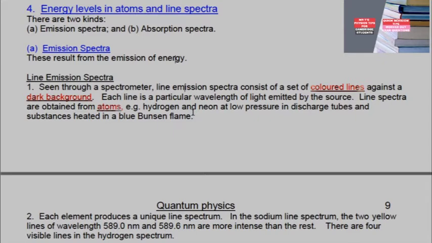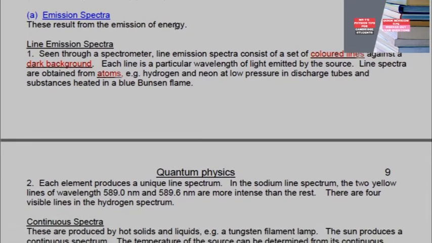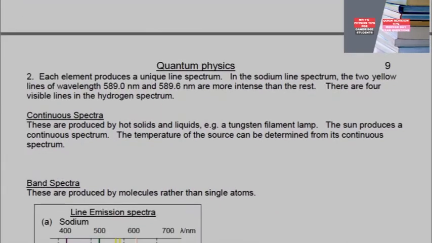To view this, we use what is called a spectrometer. Line spectra are obtained from atoms, e.g. hydrogen and neon at low pressure in discharge tubes, and substances heated in a blue Bunsen flame. Each element produces a unique spectrum. In the sodium line spectrum, the two yellow lines of wavelength 589.0 nanometers and 589.6 nanometers are more intense than the rest. There are four visible lines in the hydrogen spectrum.